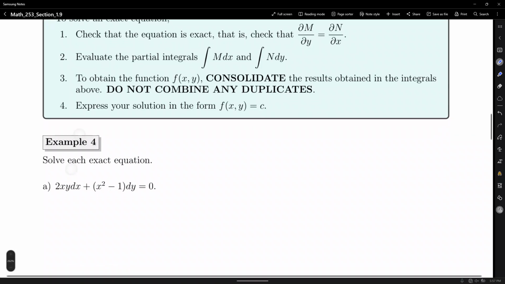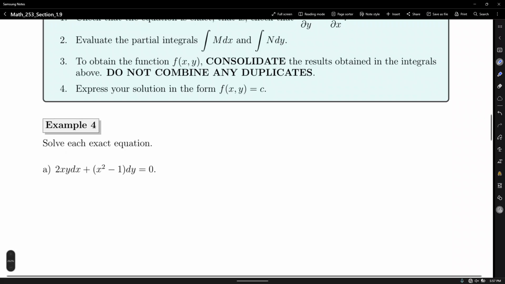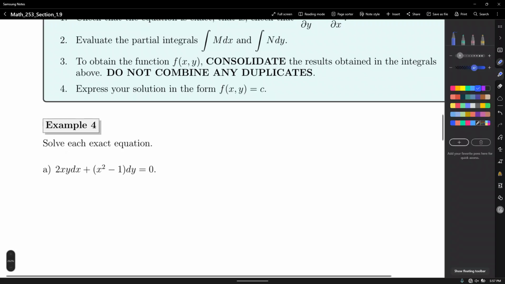Let's have a look at one example. We have to solve each exact equation, not partial equation. Let's label number one: 2xy dx, where 2xy equals our M, and x squared minus 1 dy, where x squared minus 1 equals N, and that equals 0.